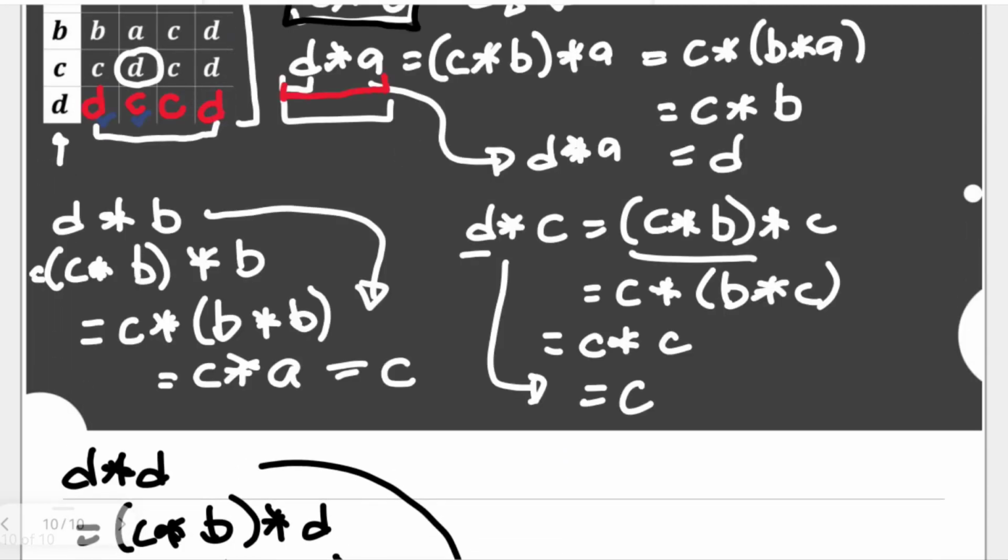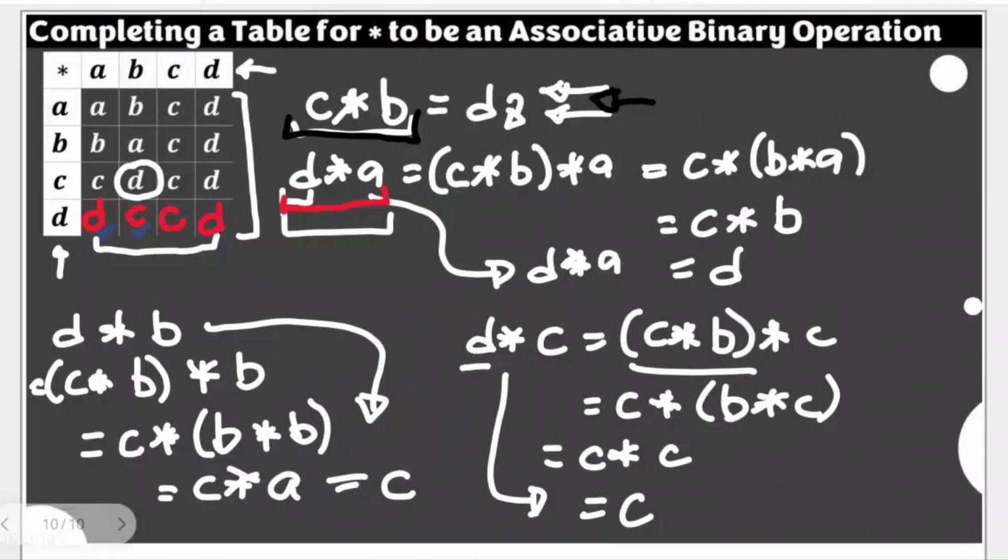The unknowns earlier were D, C, C, and D respectively, ensuring that our operation is associative. So we use here the idea of substitution and the idea of associativity to solve for the unknown entries of our k-list table.